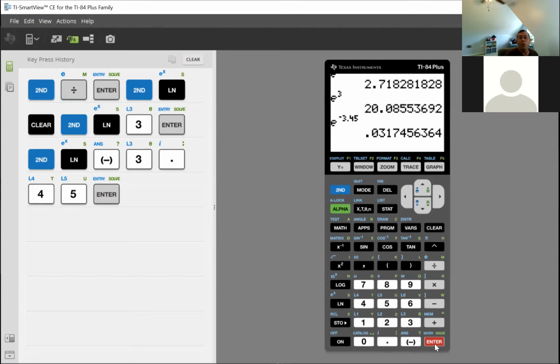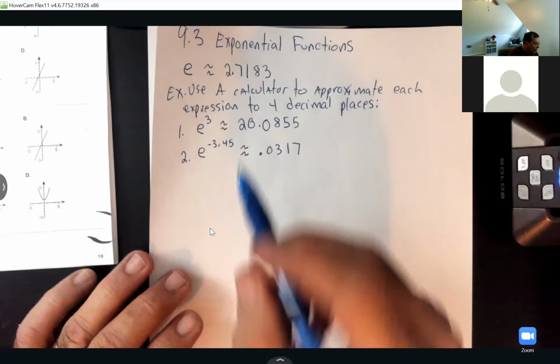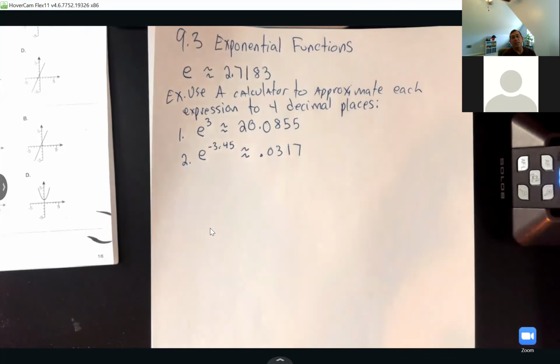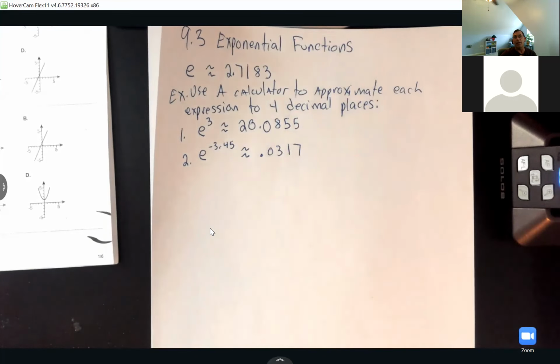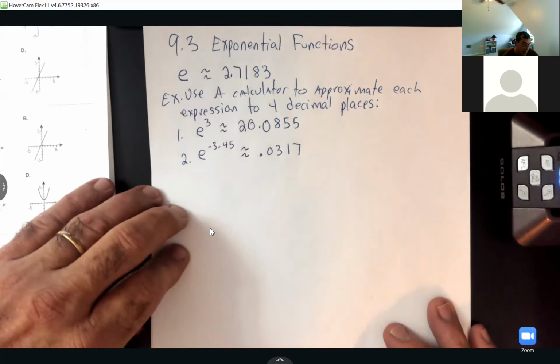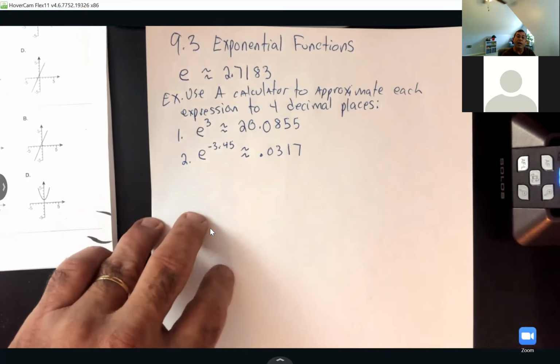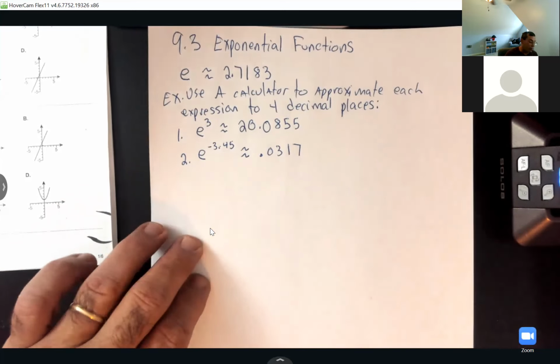So that'd be 0.031, and I'm looking at the 7. Since that's a 4 behind the 7, I'm going to leave that a 7. So I'm rounding that off to 0.0317. They're showing us this E because later on, I think in 9.7, we deal with interest type problems that use the little E in their formulas.